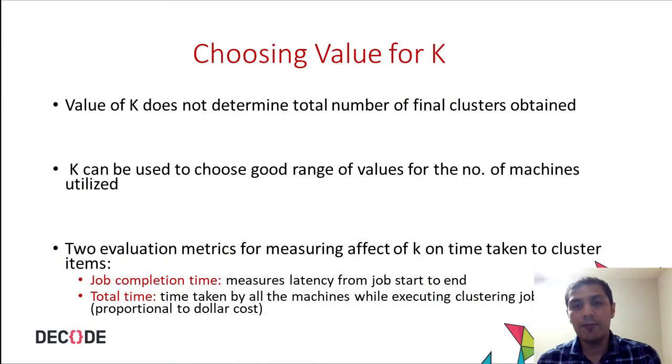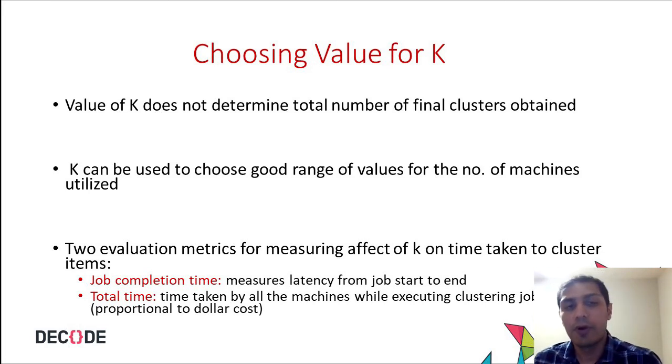So next up, I'll explain why I chose K equal to 100. Well, in general, K can be used to choose a good range of values for the number of machines utilized. What that means is that choosing some values of K will save you on compute time and also save you on the dollar cost that you spend utilizing resources on the cloud.